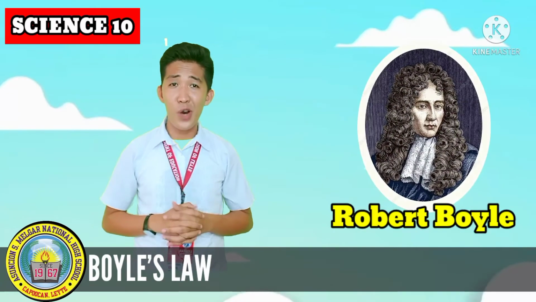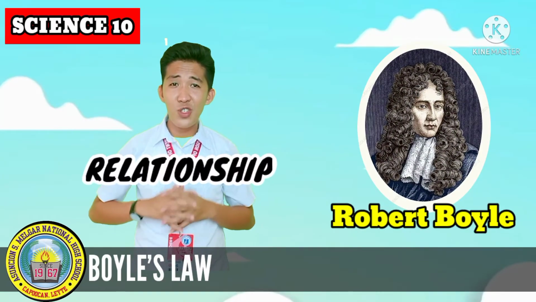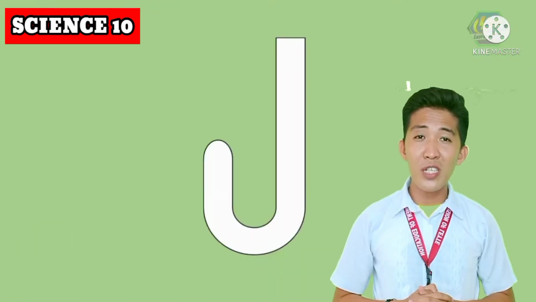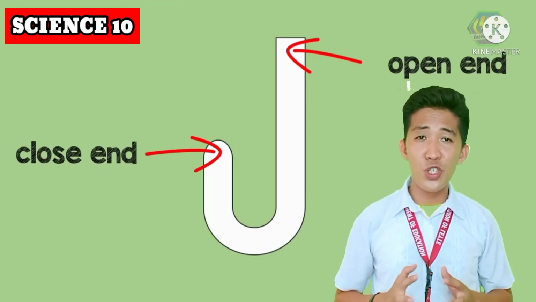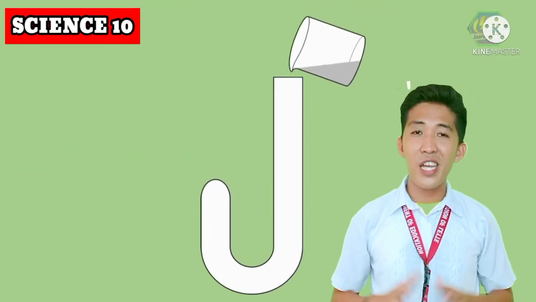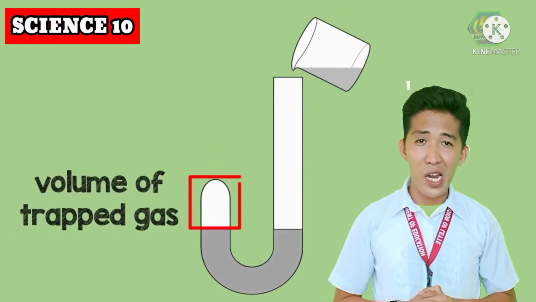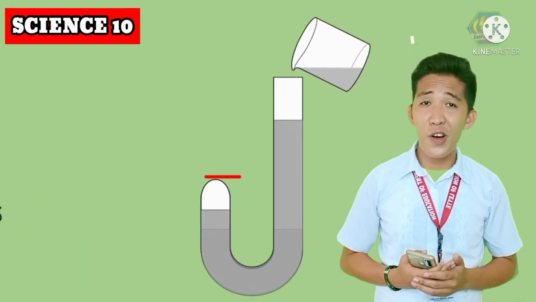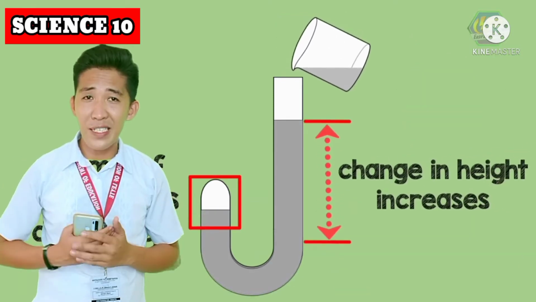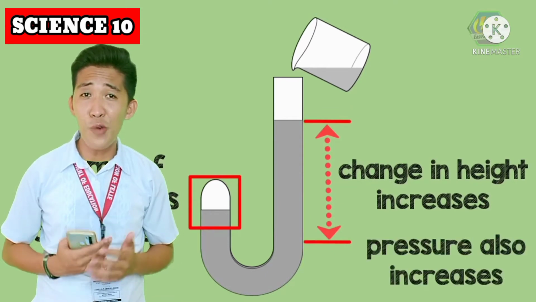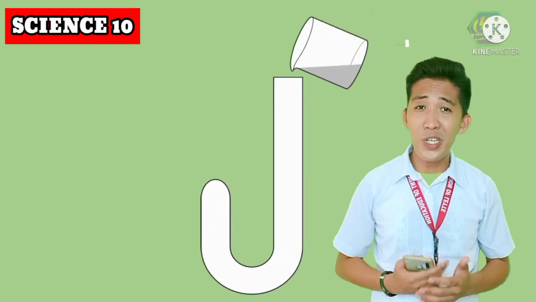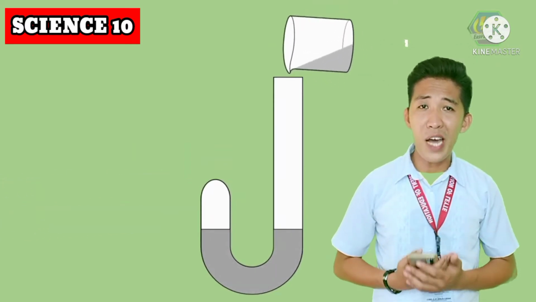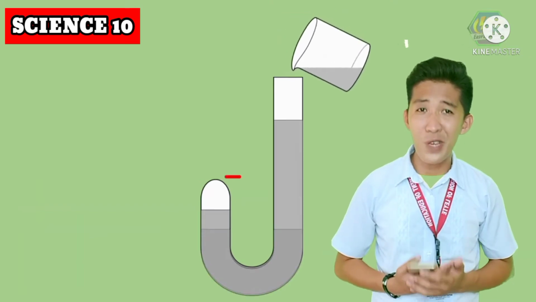Anglo-Irish chemist Robert Boyle was able to investigate the relationship between pressure and volume of a gas using a J-shaped tube apparatus, which is closed on one end. In this experiment, he trapped air in this tube with liquid mercury. He measured the volume of the trapped air and the difference in the height of mercury columns in the 2 arms of the tube. As he poured successive amounts of mercury into the open end of the tube, he found out that the volume of the trapped air decreases.